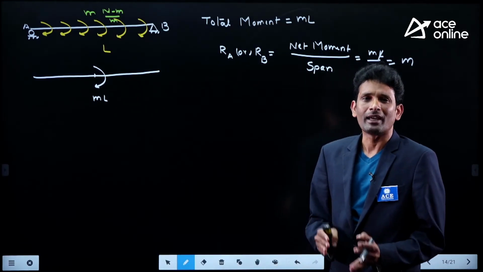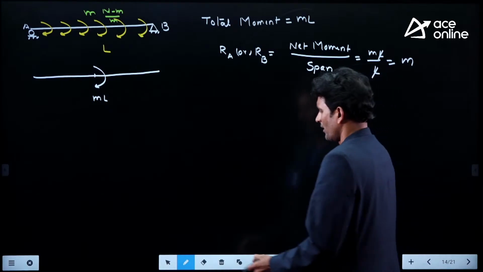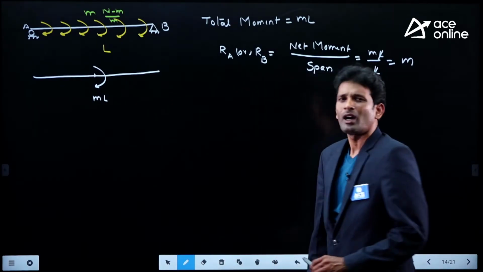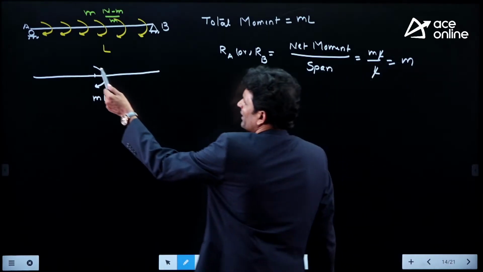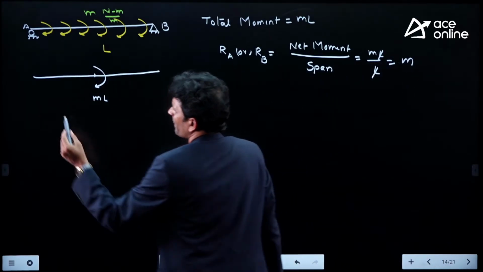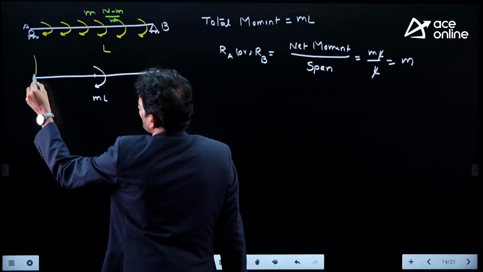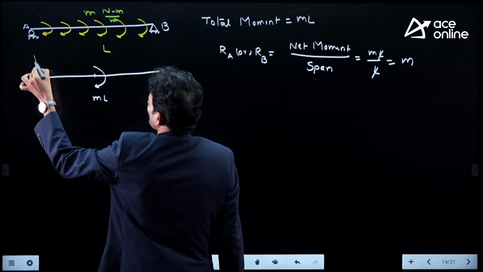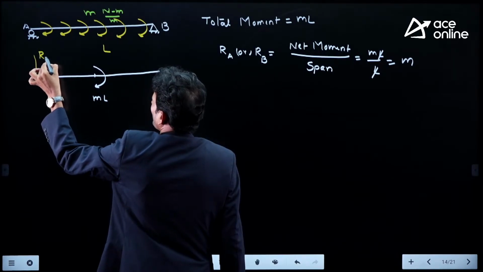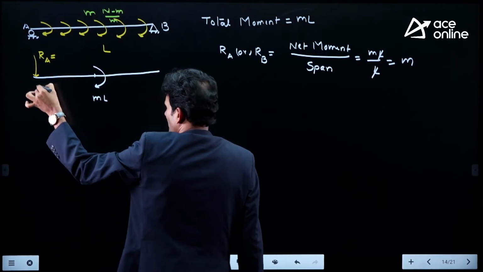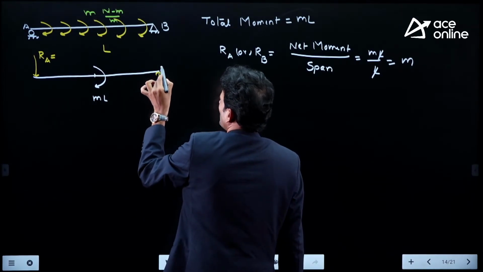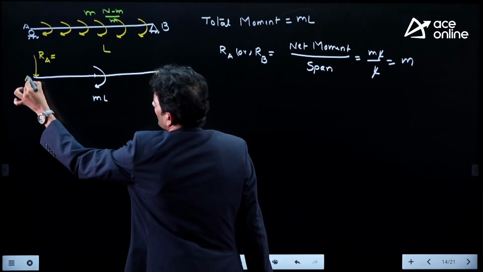Then coming to the direction. As we know, reactions are always opposite to the applied loads. Here the applied moment is clockwise, so the reactions must be anti-clockwise. At A, RA acts in the downward direction, giving anti-clockwise rotation. And at B the reaction must act in the upward direction.